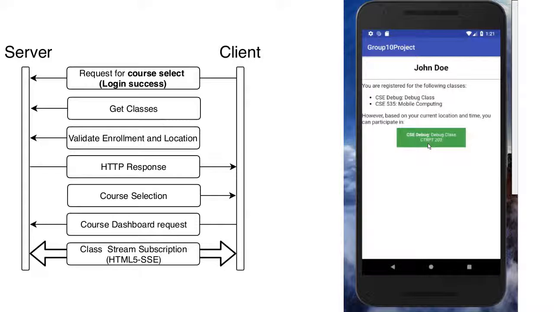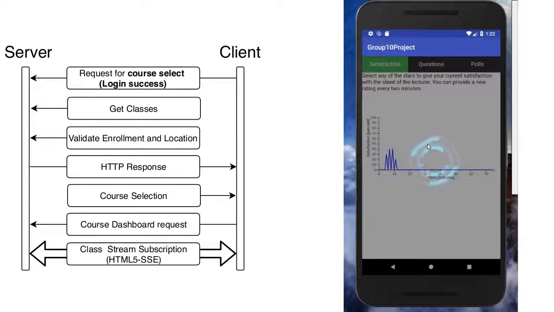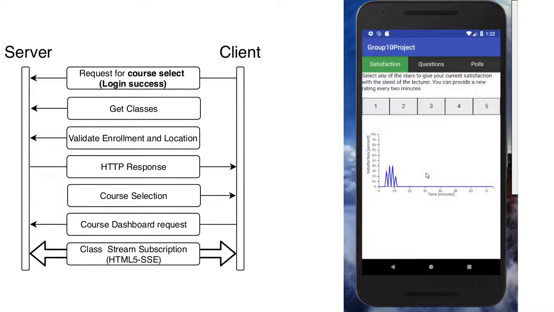So when clicking on this particular class, which at the moment just happens to take place in my office, we are taken to the dashboard of that class, which first verifies the position of the user again, and then provides the three categories, which are student satisfaction, questions, and polls. And these individual sections are discussed a little bit more in detail by my teammates.